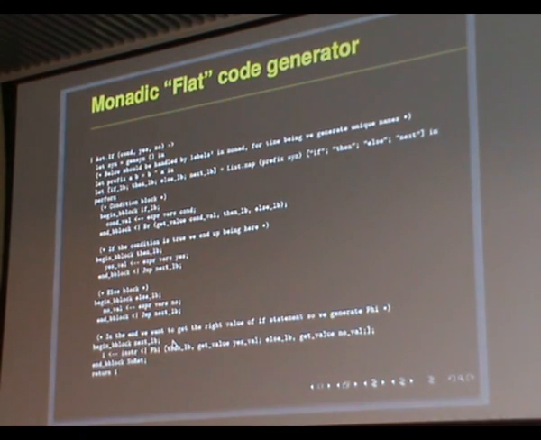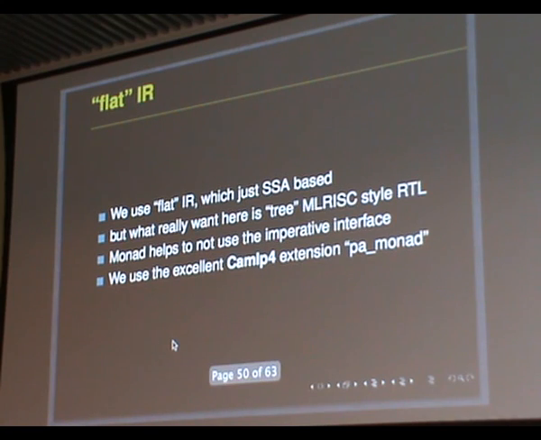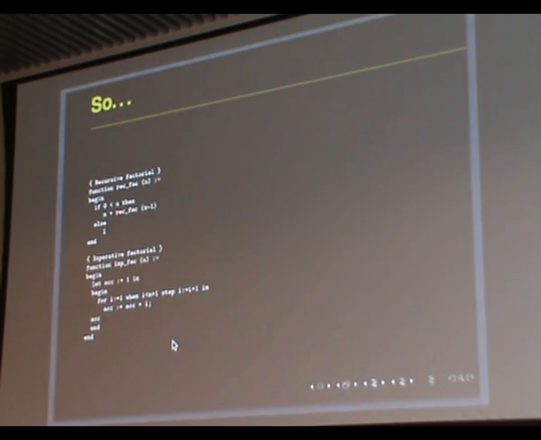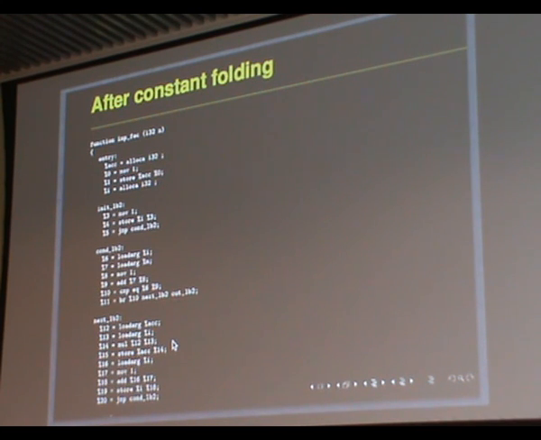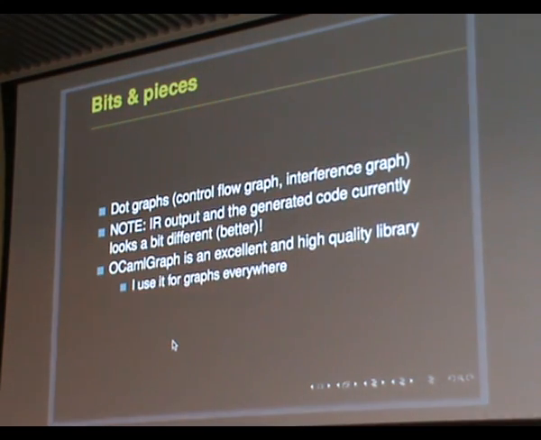So that's how the code generation looks. It's a monadic interface for generating the SSA form. It should really be a tree, but I decided to go for SSA instead. And then use TableGen. So it worked. That's how the language looked, and that's how it looked before, after constant folding, after graph coloring. Don't try to analyze it, because I'm sure it's wrong, because I took this some time ago. It also generates dot graphs.